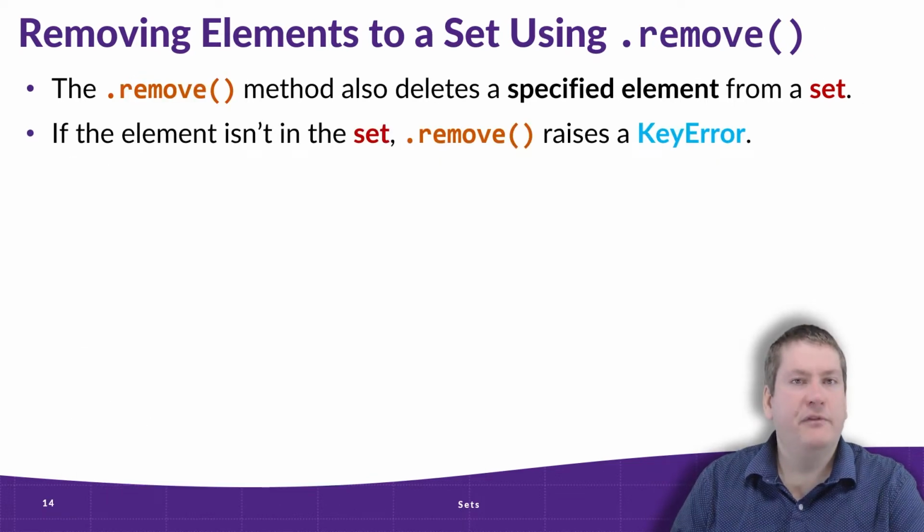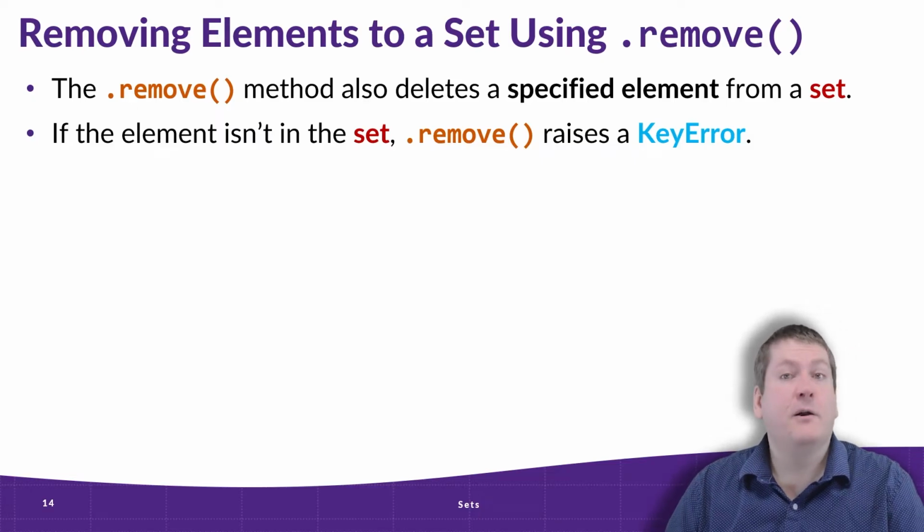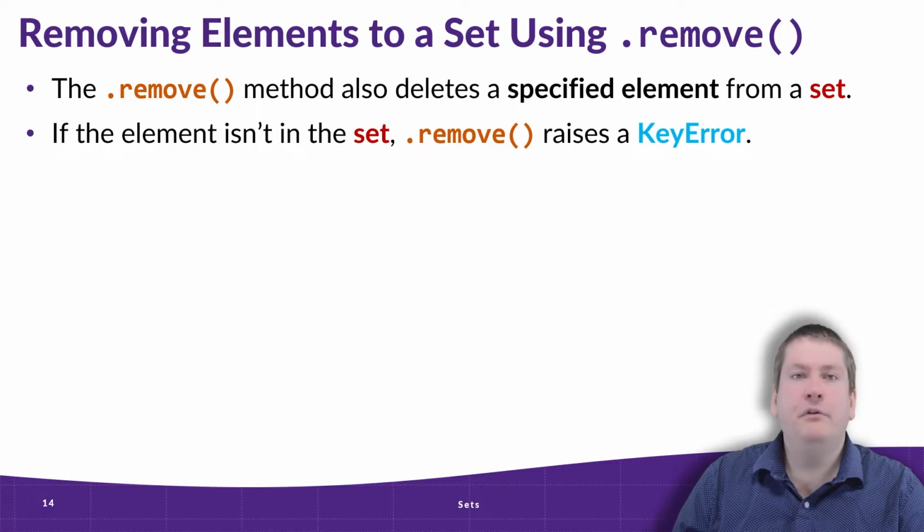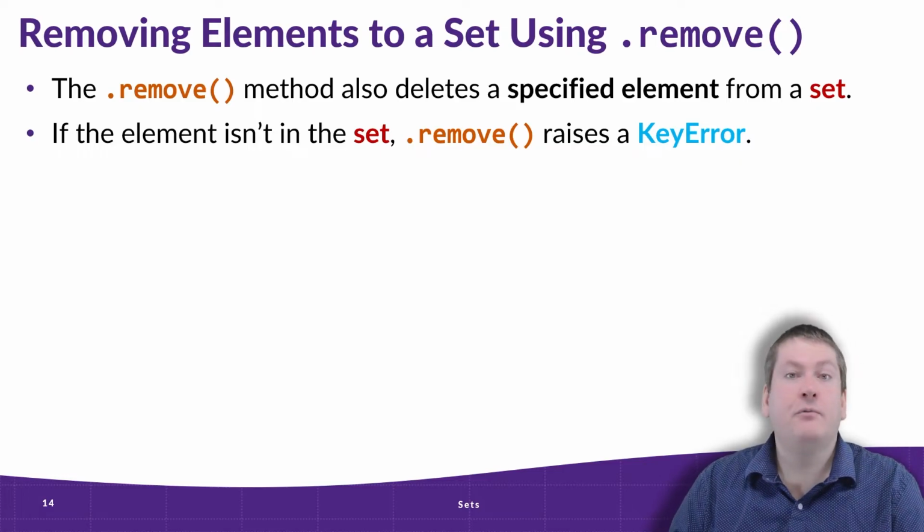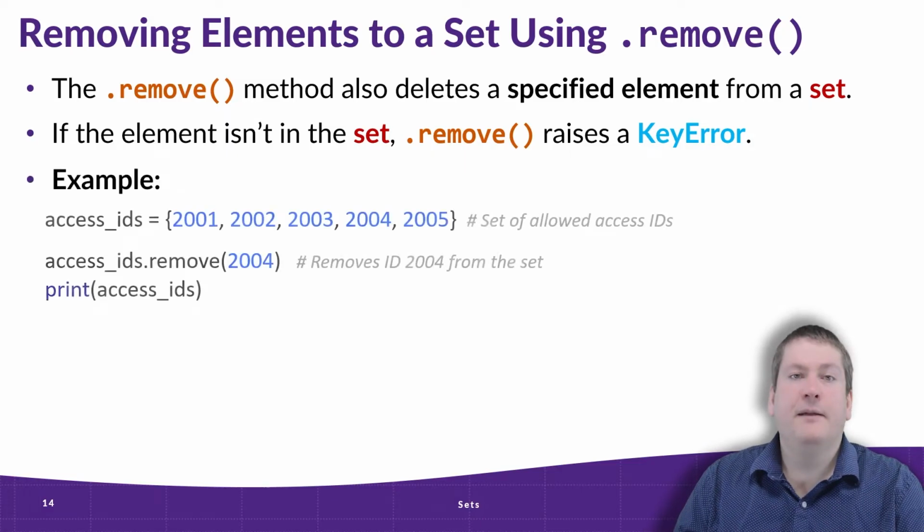The other way we could remove elements from a set is with the remove method. And this works exactly like discard. The only difference occurs when the specified element that we give as an argument doesn't occur in the set. With remove, if the element doesn't occur, then it raises a key error exception. Let's take a look at an example.